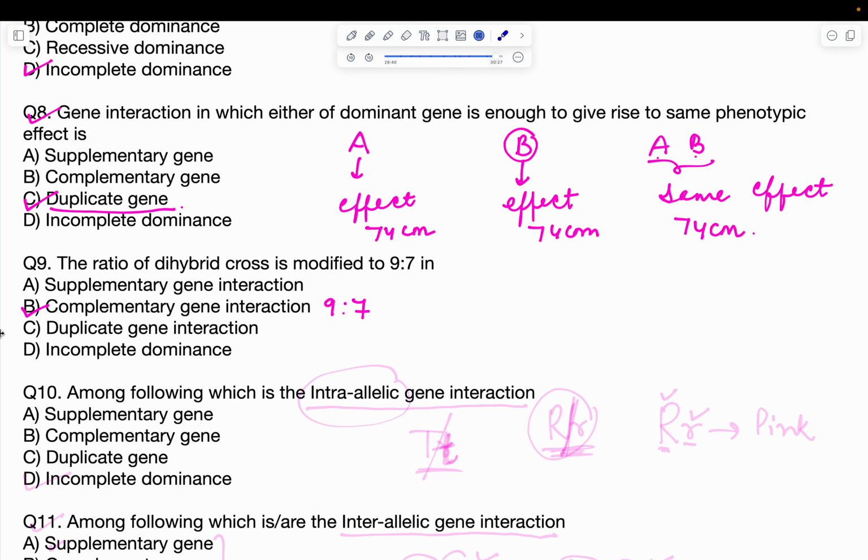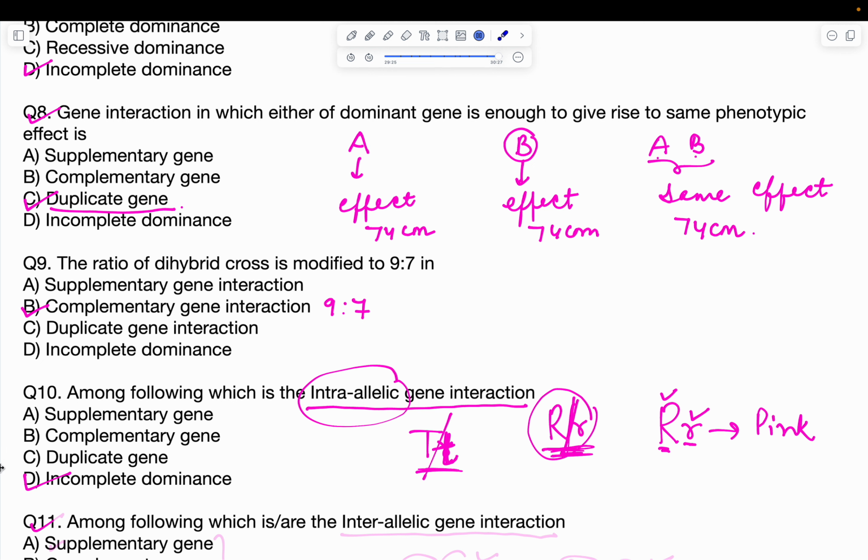Then the next question is, among the following, which is the intra-allelic gene interaction? Intra-allelic means the interaction between these two alleles. They are similar alleles, the alleles of the same gene, right? So the interaction between these alleles will be known as intra-allelic gene interaction. So this is in the case of incomplete dominance. As you have seen, the hybrid produces pink color. This is because of how R is interacting with r. Dominant allele is interacting with recessive allele, right?